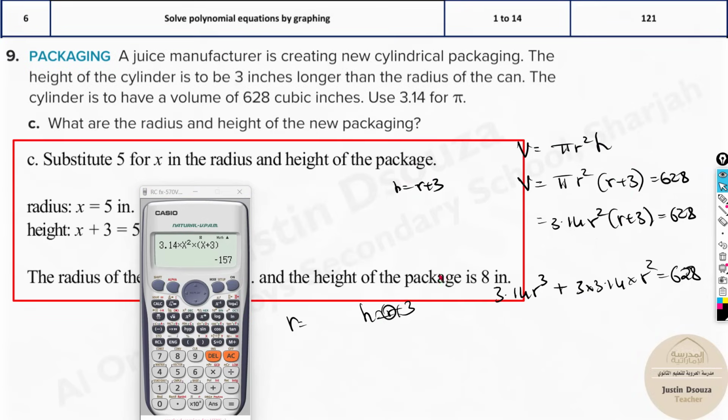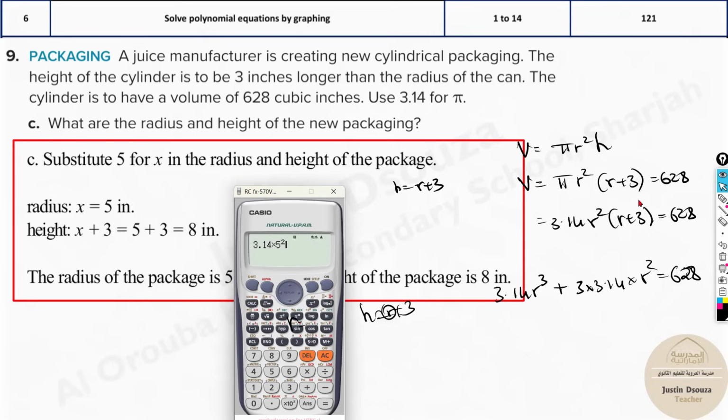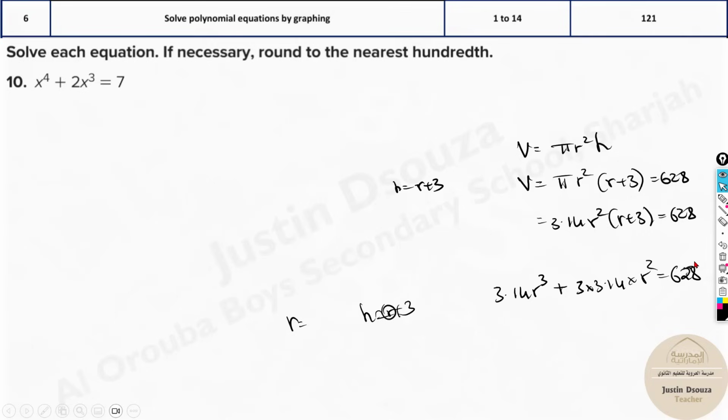Now, what are the dimensions? What is the radius? The radius is 5 over here, 5 inches, and the height is 8 inches. So what you do is pi r square, 5 square, into height 8. It is 628. So these are the correct dimensions, whereas all the other dimensions won't give you 628, so they are wrong. So this is how we solve it.